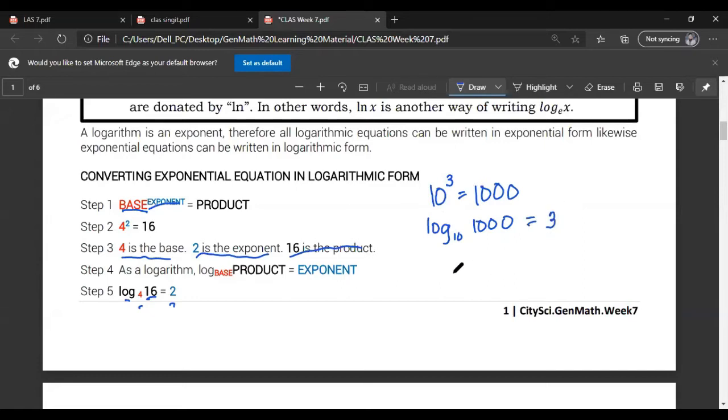As I've said earlier, when we have a base of 10, we can just write the base. So pwedeng wala ng base. So we have the logarithm of 1,000 is equal to 3. Knowing that we have the base of 10 here.